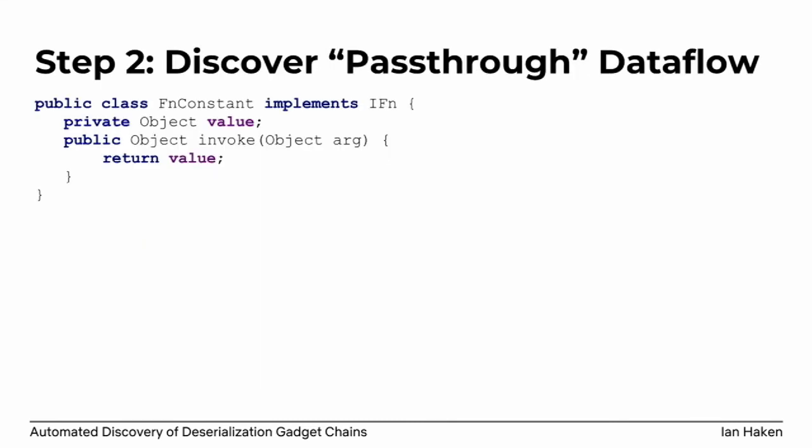So the next step is where things start getting a little bit interesting, where I want to discover what I call pass-through data flow. And the goal of this step is to understand if an attacker is able to control some argument that gets passed into a function, can the attacker control the return value of that method? And we basically just want that so that we can do the next step where we understand what methods call other methods. So that's what we do in this step. And we basically just do a little bit of symbolic execution where we step through the bytecode one instruction at a time, and whenever we return a value, we will output that.